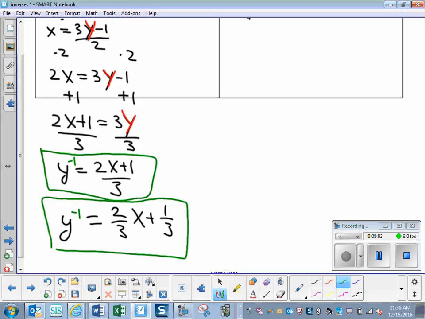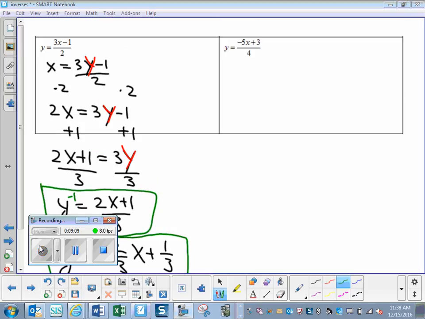Questions? Okay, try the next one on your own. So what is the first step? You got the question, so walk me through it. First step? I'm switching x and y, right? So x equals negative 5y plus 3 over 4.